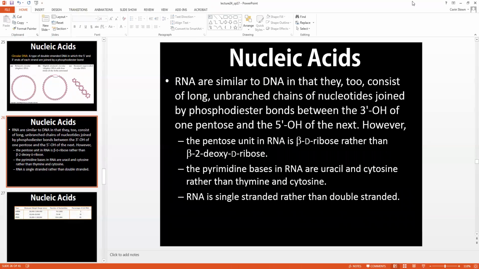RNAs are similar to DNA in that they too consist of long unbranched chains of nucleotides that are joined by phosphodiester bonds between the 3' OH of one pentose and the 5' OH of the next. However, the pentose unit in RNA is a beta-D-ribose rather than a beta-2-deoxy-D-ribose. And the pyrimidine bases in RNA are uracil and cytosine rather than thymine and cytosine. And RNA is single-stranded rather than double-stranded. It's important that you know these distinctions between RNA and DNA.